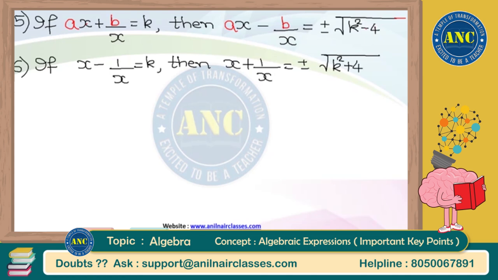Instead of just writing k square minus 4 inside the square root, for this 4 I will multiply the coefficient of x, that is a, and I will multiply the coefficient of 1 by x, that is b. Similarly, your sixth notation, if ax minus b by x is equal to k, then ax plus b by x will be equal to plus or minus square root of k square plus 4ab. All the extra additions I am writing in red ink, and all the original notations I am writing in black color. I hope you are able to correlate.